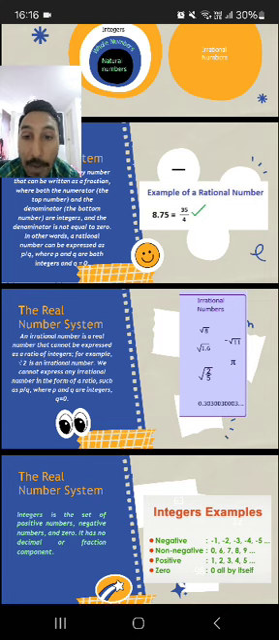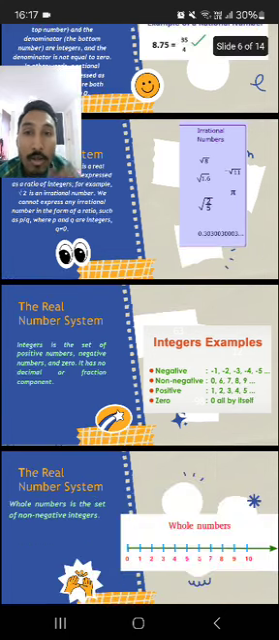Let's recap again. We cannot express any irrational number in the form of a ratio, such as p by q, where p and q are numbers. So it cannot be expressed as a rational number. It can only be expressed in point form or like root 8, root 2, root 1.6. These are irrational numbers. I hope you understood this.